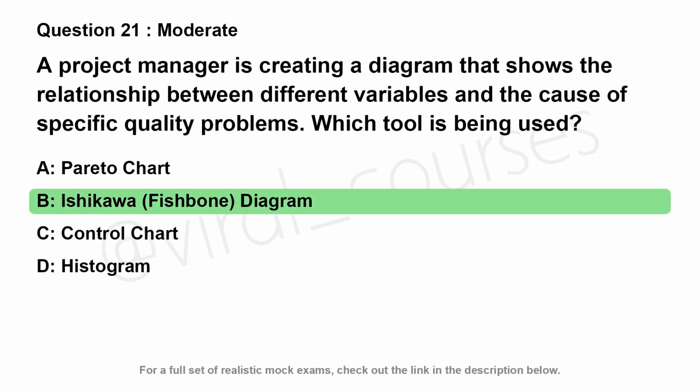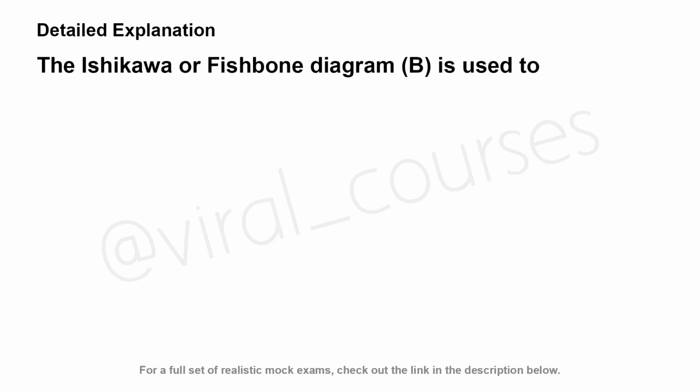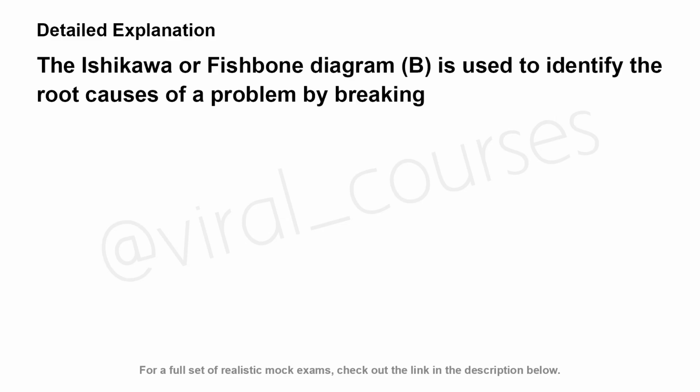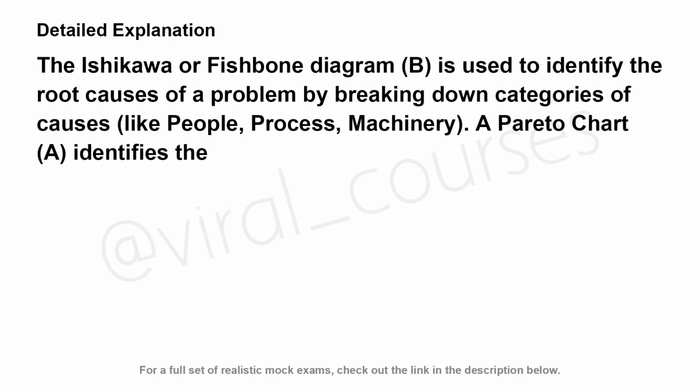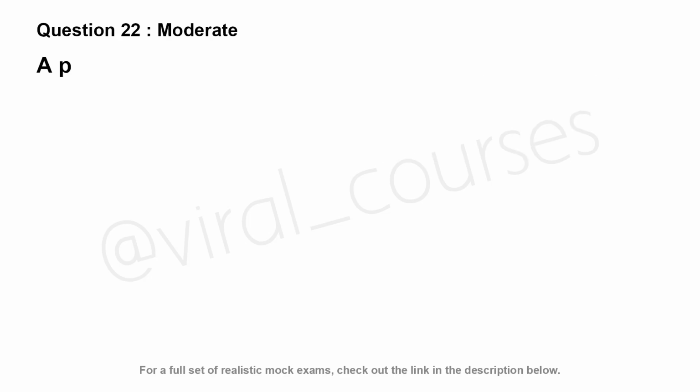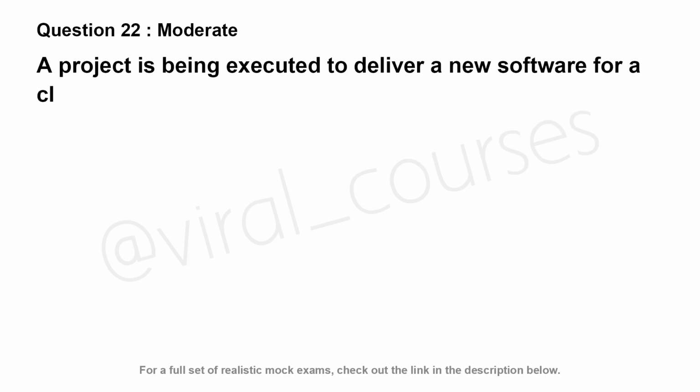The correct answer is B. The Ishikawa or fishbone diagram, B, is used to identify the root causes of a problem by breaking down categories of causes, like people, process, machinery. A Pareto chart, A, identifies the vital few problems. 80/20 rule.